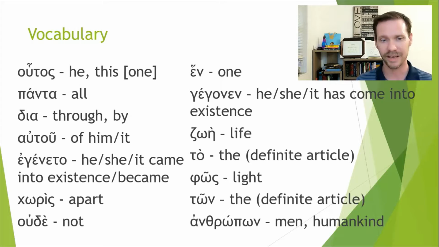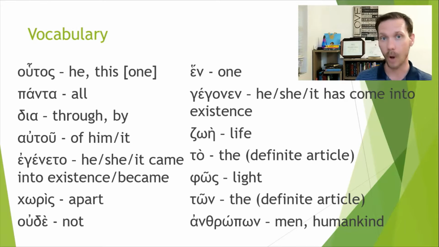Houtos is a pronoun meaning he or she or it or this one. Panta means all. You may want to note the word pas is the same word in a different case, and pas is the more common word. Panta can mean all or every. Dia is a preposition that, at least in this context, is going to mean through or by. Autou means of him or of it. Egeneto means he, she, or it came into being or came into existence.